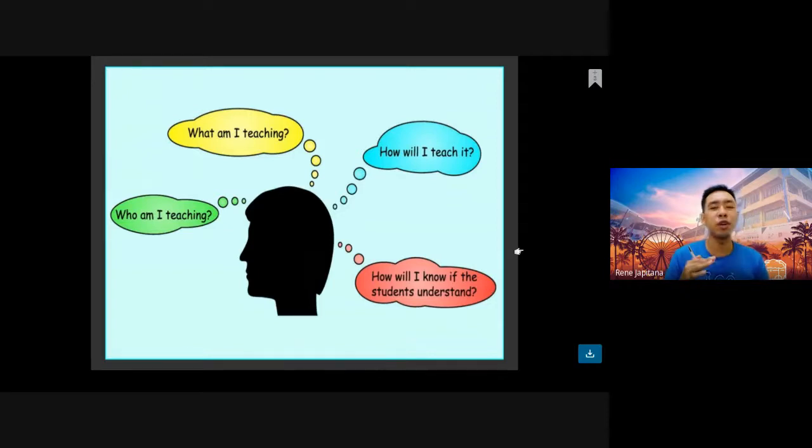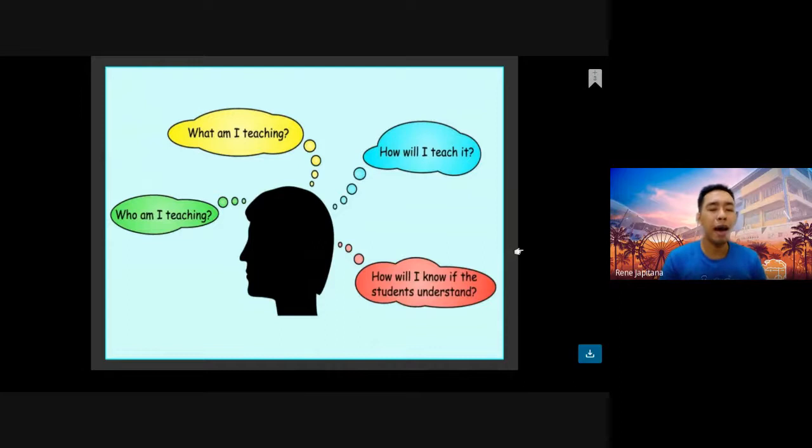Now, because of the pandemic, because of the new normal, those competencies are being consolidated. And that is what we call today the most essential learning competencies. So, what are the most important learning competencies that we need our learners to learn? So, what am I teaching?